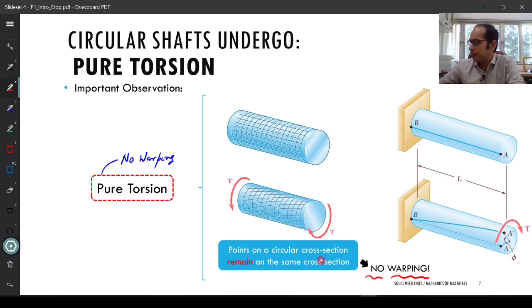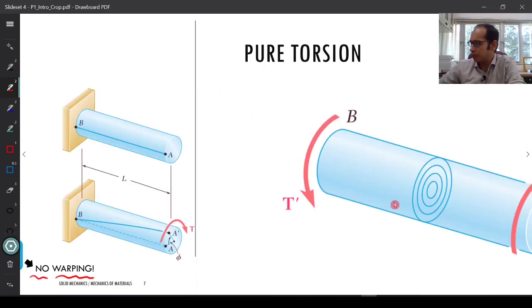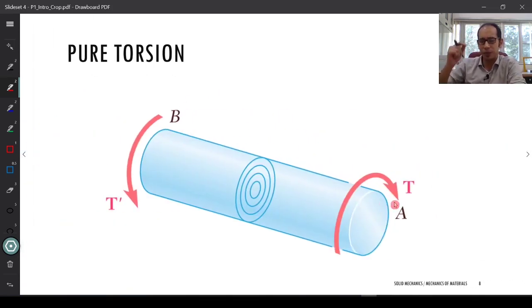So in this circular member, say I take these concentric circles, right? So suppose here is my central point. So this is my central point over here.